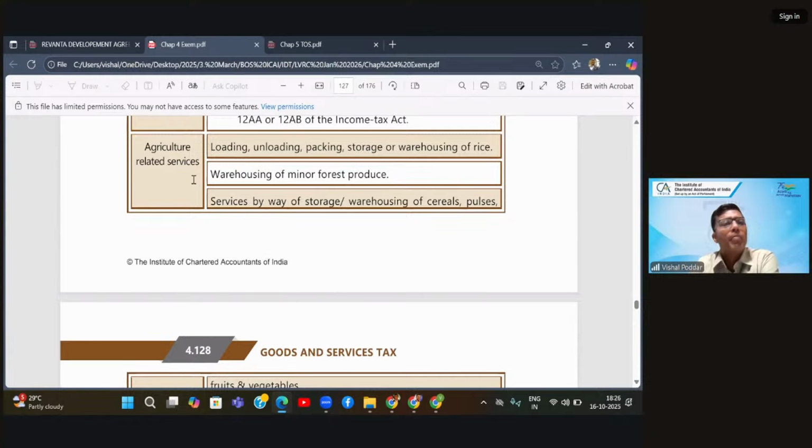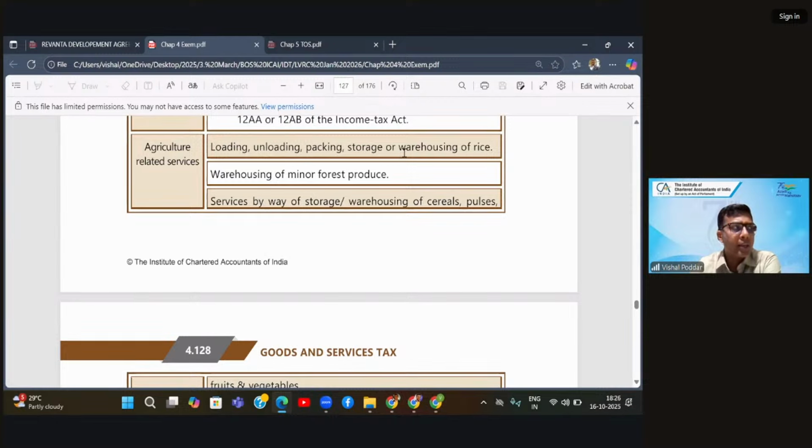Again, this is the very important list because in exam, if you have any question relating to exemption, definitely you can have one or two pointers from agriculture section. Now, what all specific services relating to agriculture are exempt? First, loading, unloading, packing, storing, warehousing. Now, all these are, you can say, allied and support services.